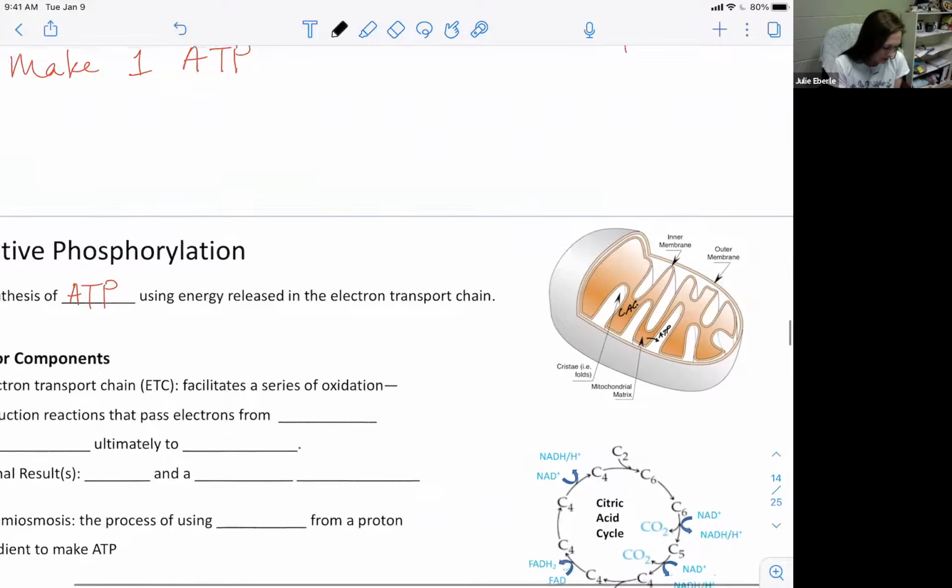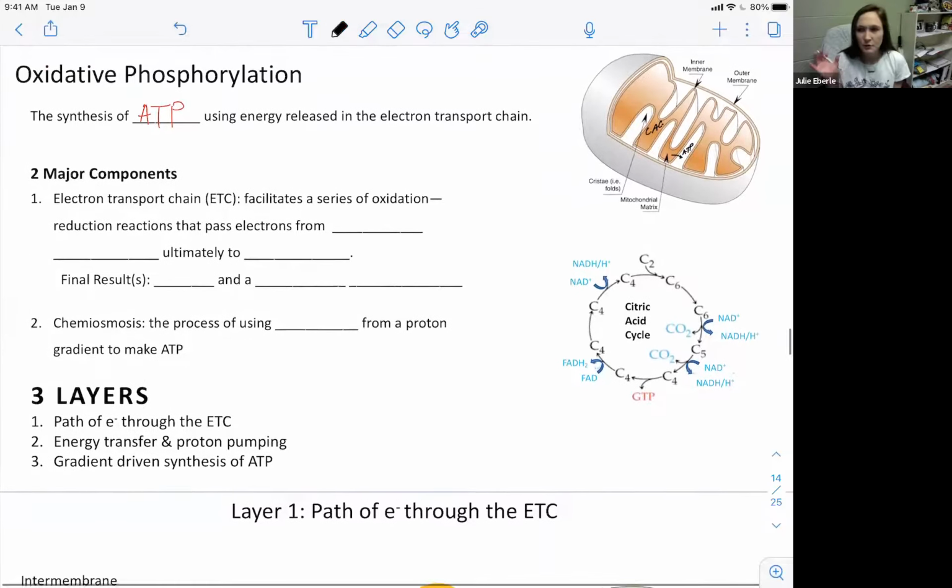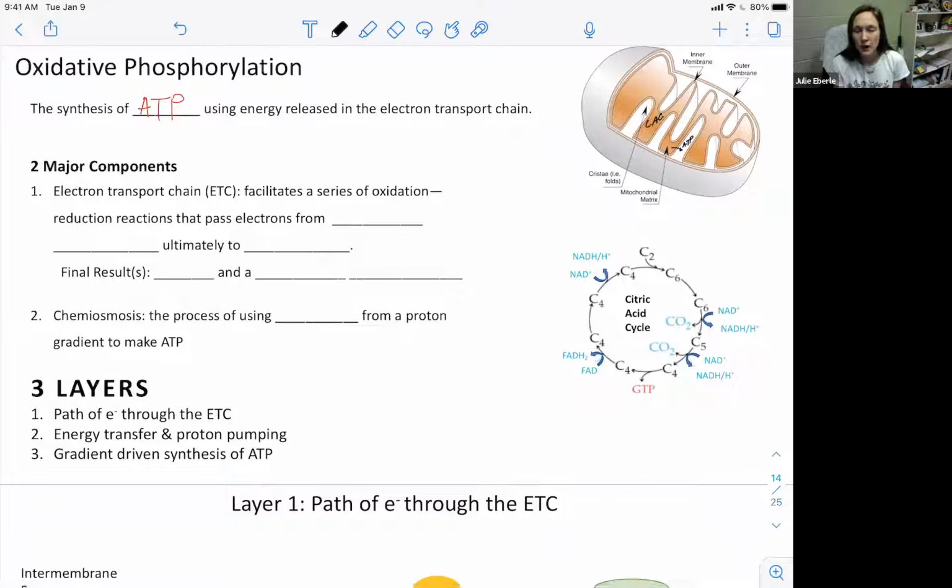All right, so let's define a few things. There's two major components to oxidative phosphorylation. The first component is what we call the electron transport chain, or I'm going to abbreviate it ETC. And this facilitates a series of oxidation reduction reactions that pass electrons from the reduced coenzymes that we just made, so the first blank is reduced coenzymes, ultimately to oxygen.